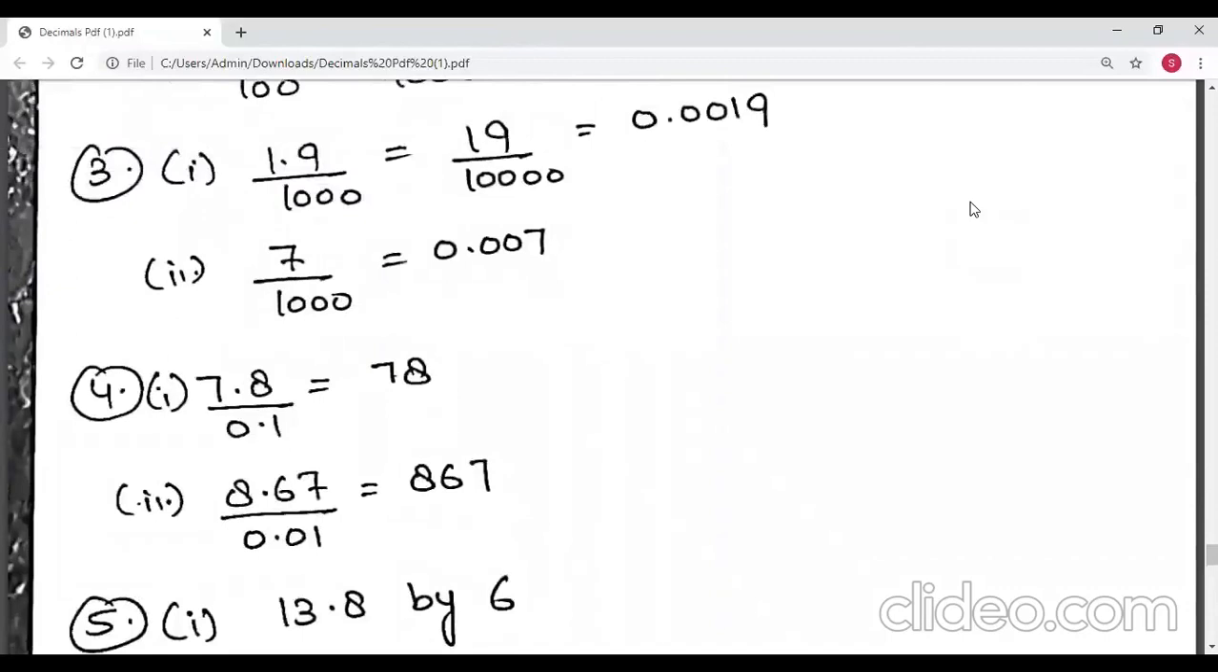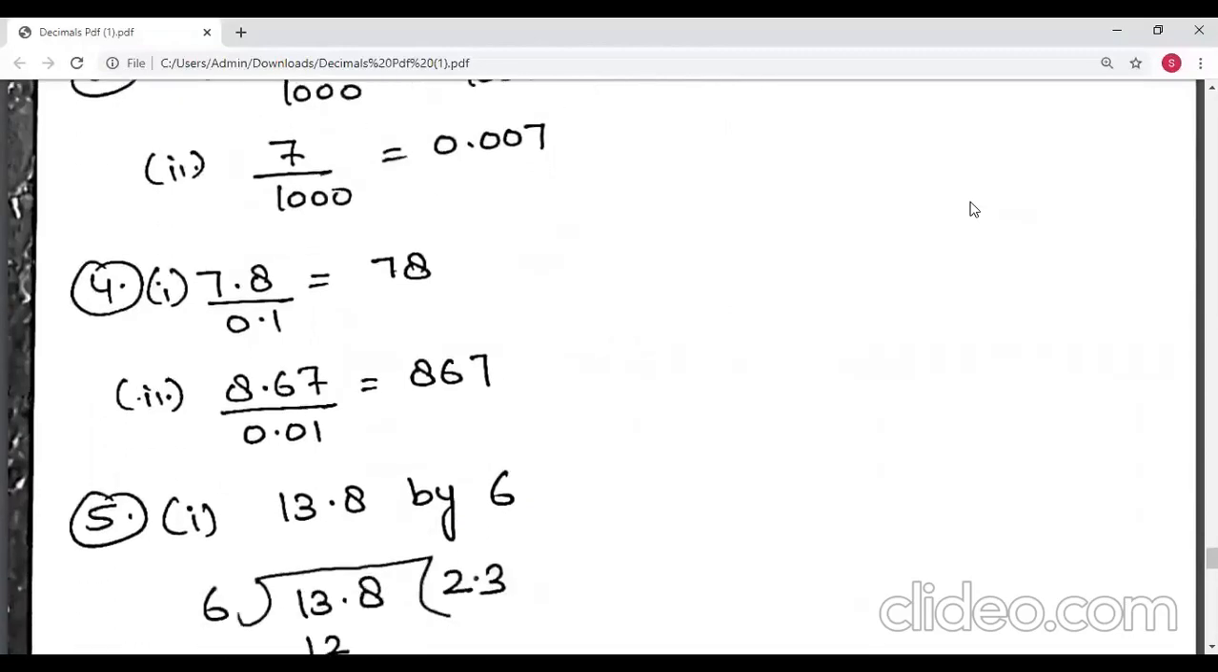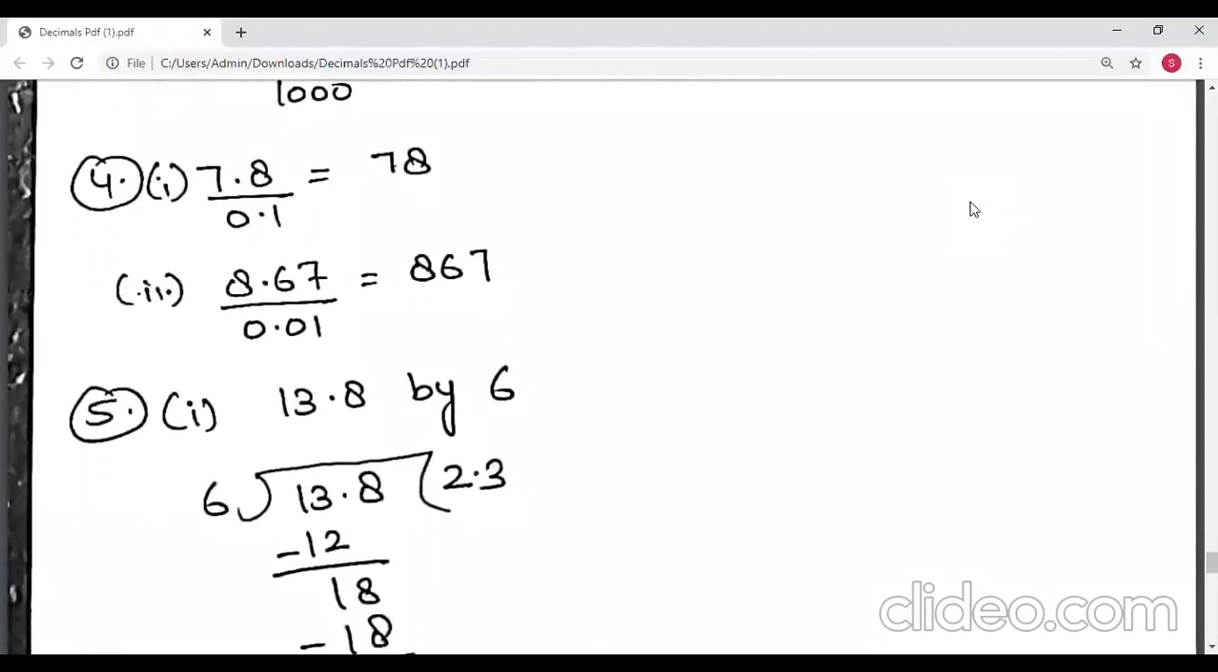Question number 3. 1.9 by 1000. Remove the decimal from the numerator. Increase one more 0 in the denominator. 19 upon 10,000 will give you the answer as 0.0019. Second part, 7 upon 1000. 3 zeros are given in the denominator. So you can write down this number as 0.007.